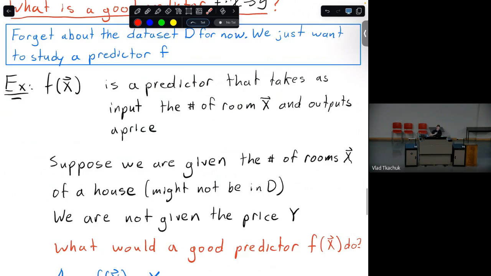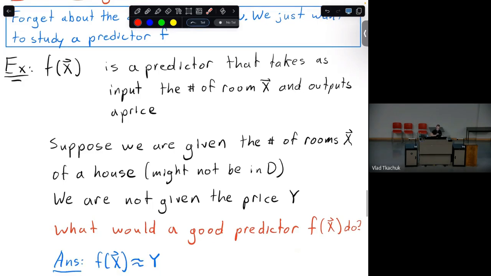Then we started off on our journey of trying to understand what it would mean for this thing to be good. In particular, we do an example first. We have a predictor, and this predictor is going to take as input the number of rooms in a house, and it's going to output a price. Now here's the example.